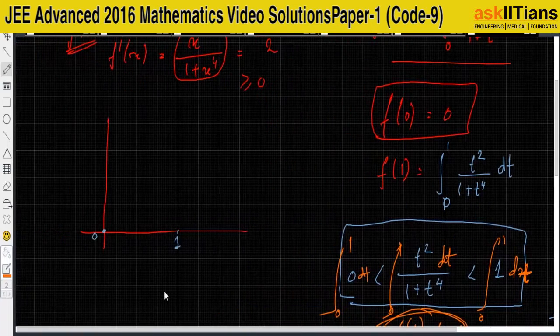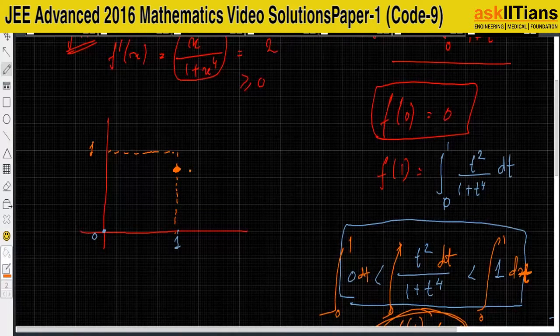So suppose this point is 1. f1 is some quantity which is less than 1, so let me assume that f1 is this. So the graph of fx will be something like this, and f1 is less than 1 here, remember this.